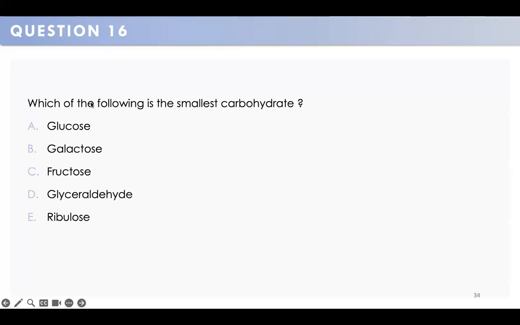Question 16. Which of the following is the smallest carbohydrate?